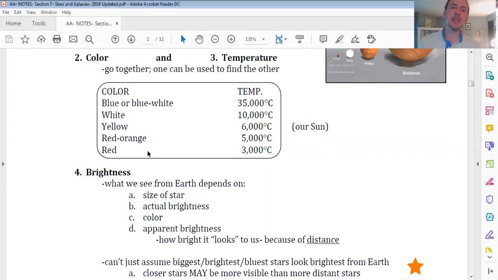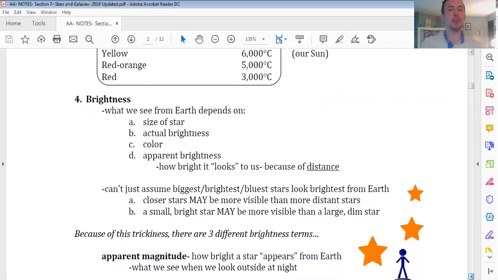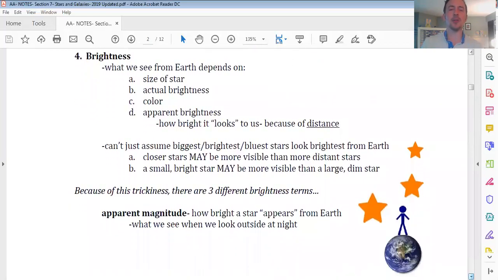So if we could actually see all colors of stars equally on the sky, there would be far more red stars than anything else. So far, so good. Everything's been pretty smooth until we get here to brightness. Brightness is the one sticky wicket with star properties because it factors in so many different things. What we can see from Earth as far as star brightness depends on a lot of things.